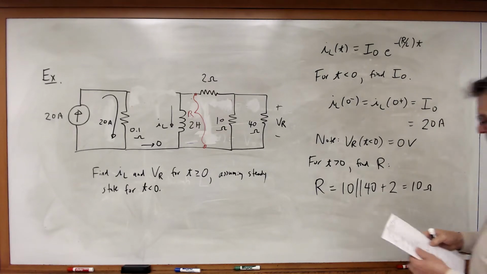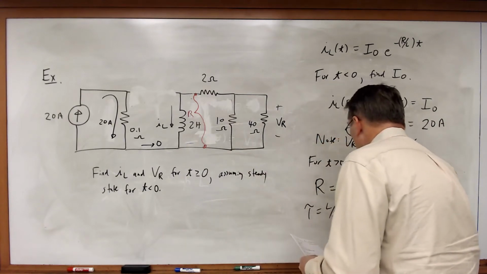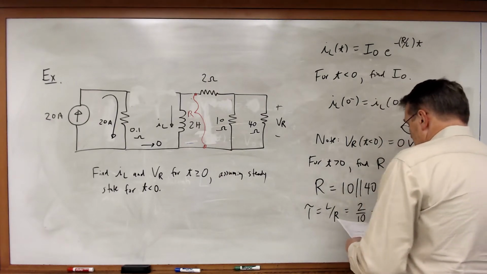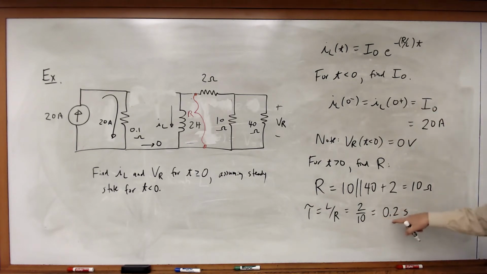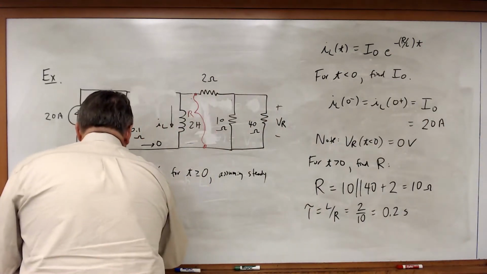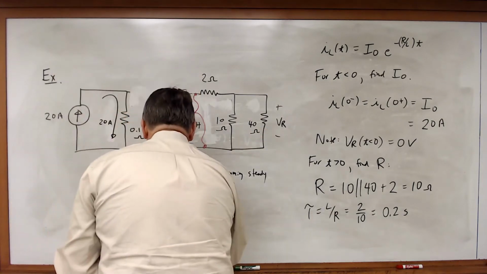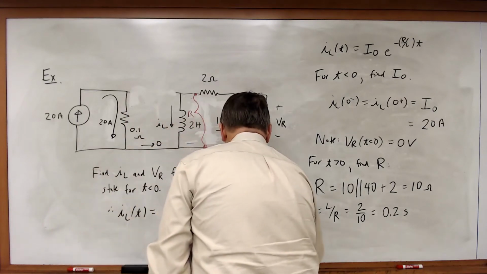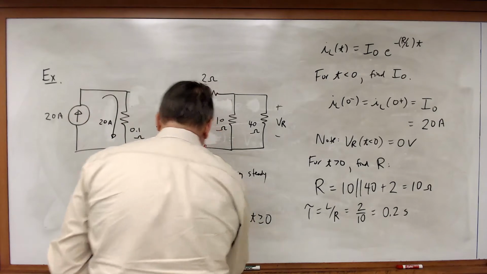And in that case, tau is equal to L over R, which is equal to 2 divided by 10, which is 0.2 seconds. Now I take this, plug that in, and what I'm going to get is that IL of t will be equal to 20 times e to the minus 5t amps for t greater than or equal to 0. And there's our solution for I of L.